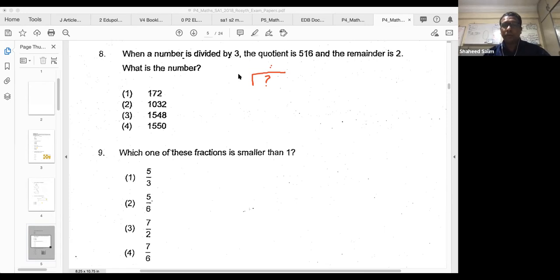So, this is divided by 3. Okay, if you do not know this, I have to show you on the board. The other class also do not know this.